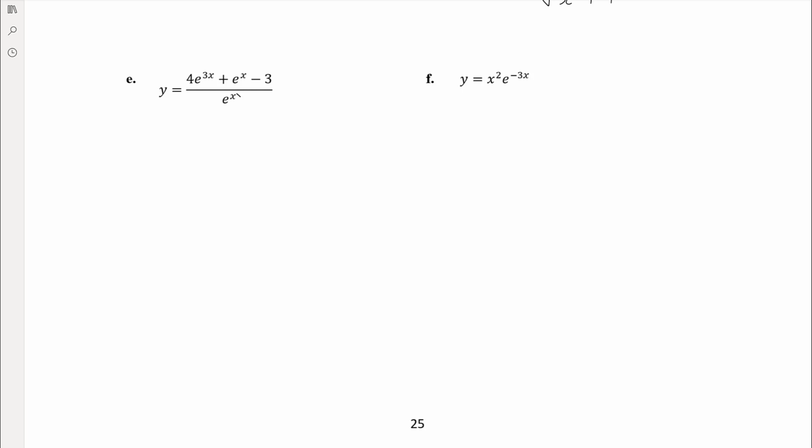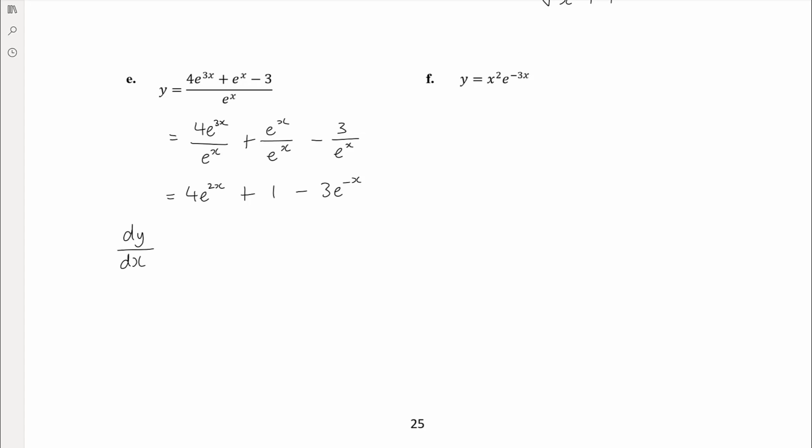If we break this up into three separate fractions, this is the same as having 4e to the 3x over e to the x, plus e to the x over e to the x, minus 3 over e to the x. So, index laws: we subtract powers when we're dividing, so that's going to be 4e to the 2x, e to the x divided by e to the x is just 1, and this will be 3e to the negative x. Now we're in a position to differentiate it, and we don't need product or quotient rule here.